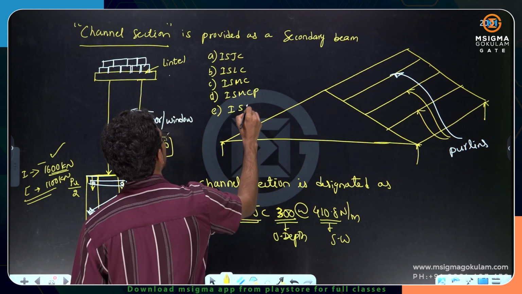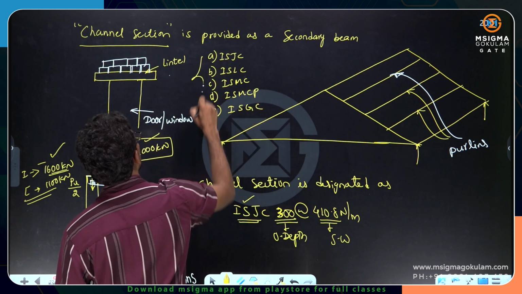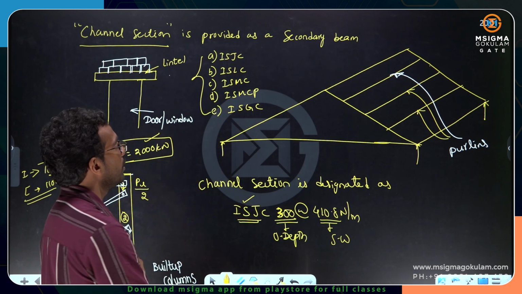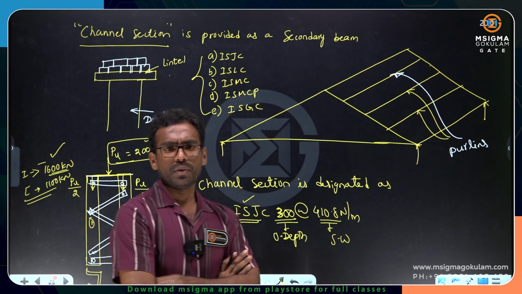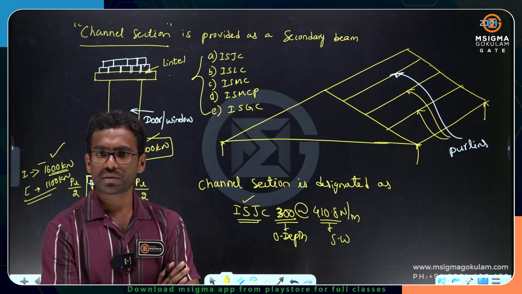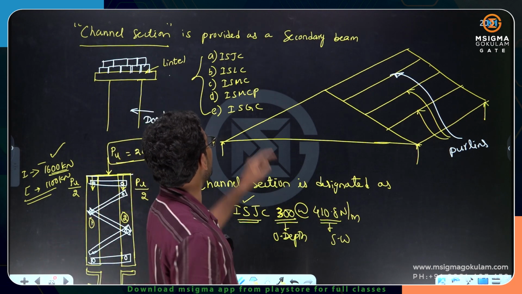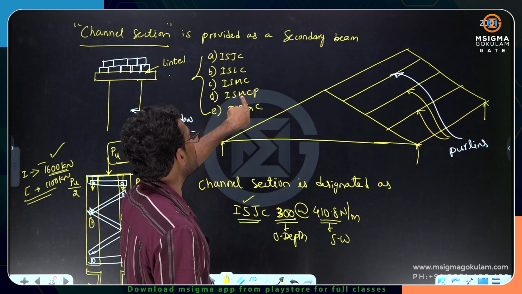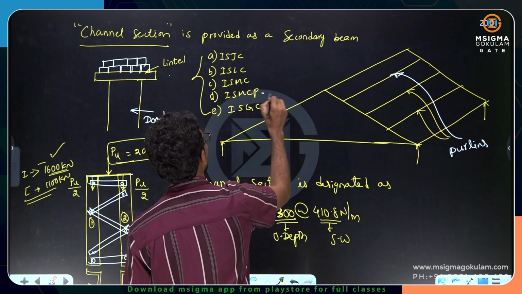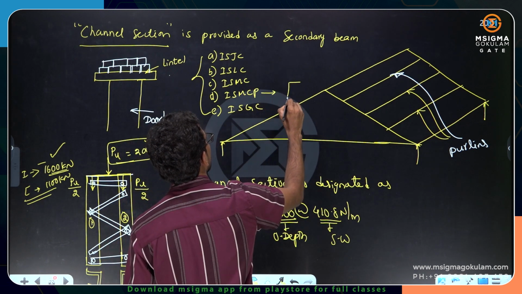Indian standard channel. So these are the 5 types of channel sections we are having. Which is not that much important, just to know that there are 5 types of channel sections. What is the meaning of MC? Medium channel, and MCP means parallel flange. What is the meaning of parallel flanges? If you have this kind of channel section, one flange is parallel to another.